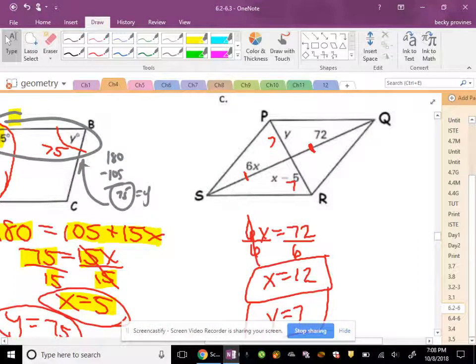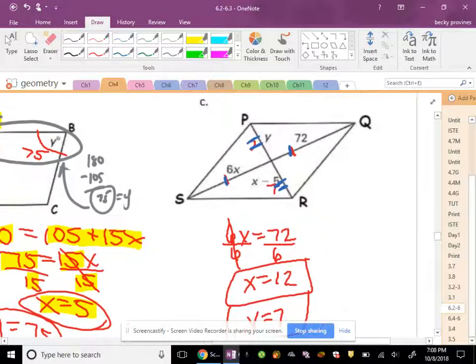Okay, for letter C, I know diagonals bisect, and it looks like my pen was off a little bit. I was trying to show that these are congruent, and I'm not able to erase it. Okay. So, the diagonals bisect. So, let's just remark this up. I know these two are congruent, and I know that these two segments are congruent.